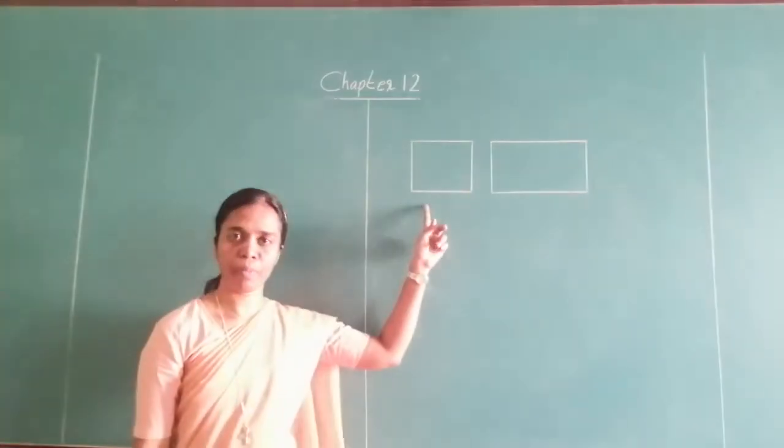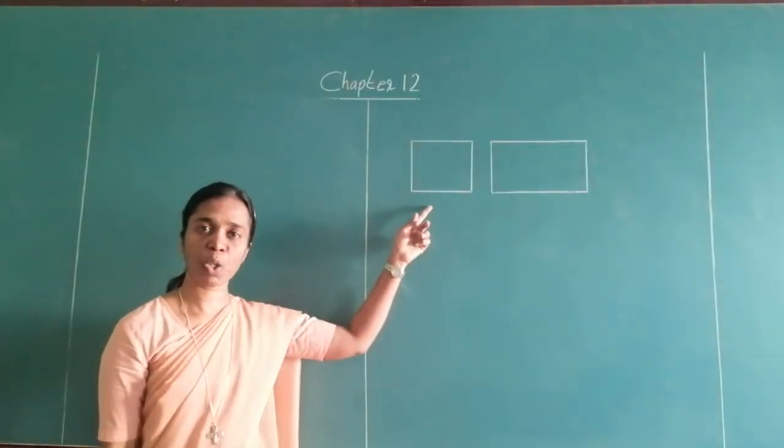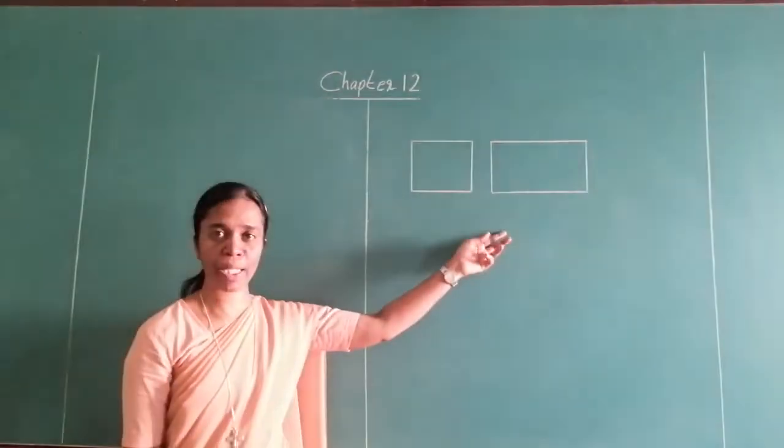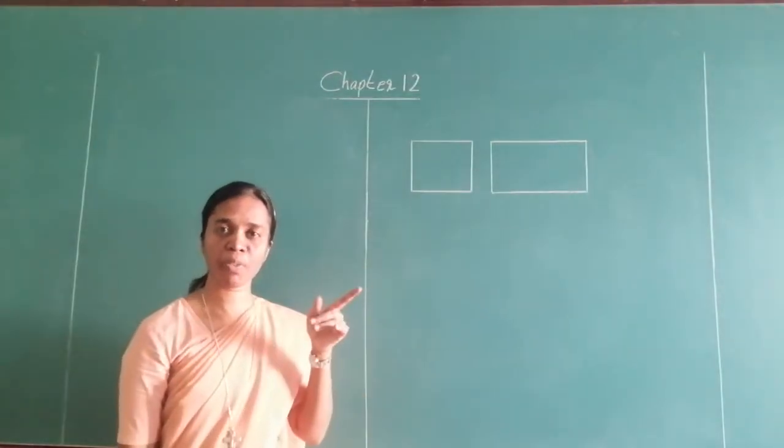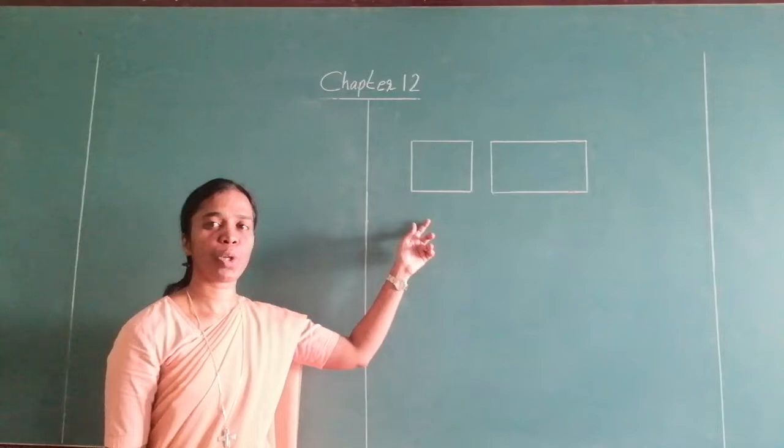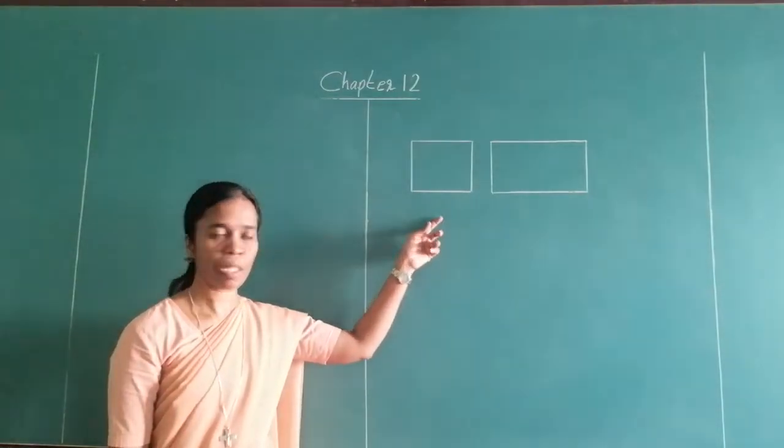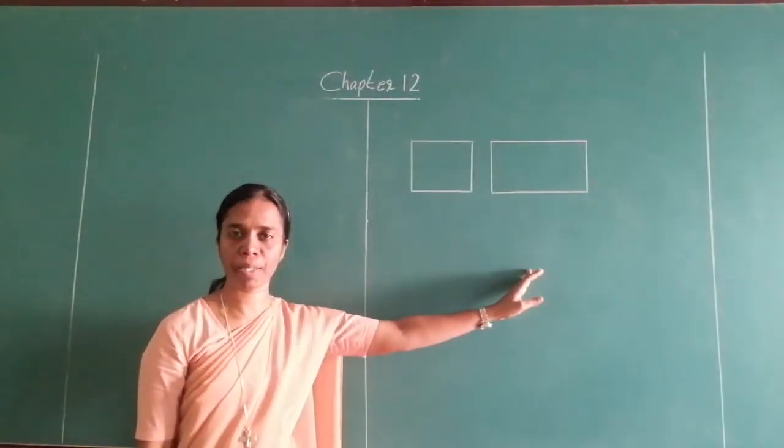The first one, a four-sided closed figure. This also is a four-sided closed figure. More than three, we call them a polygon. So which polygon is this? This is a square and this is a rectangle.